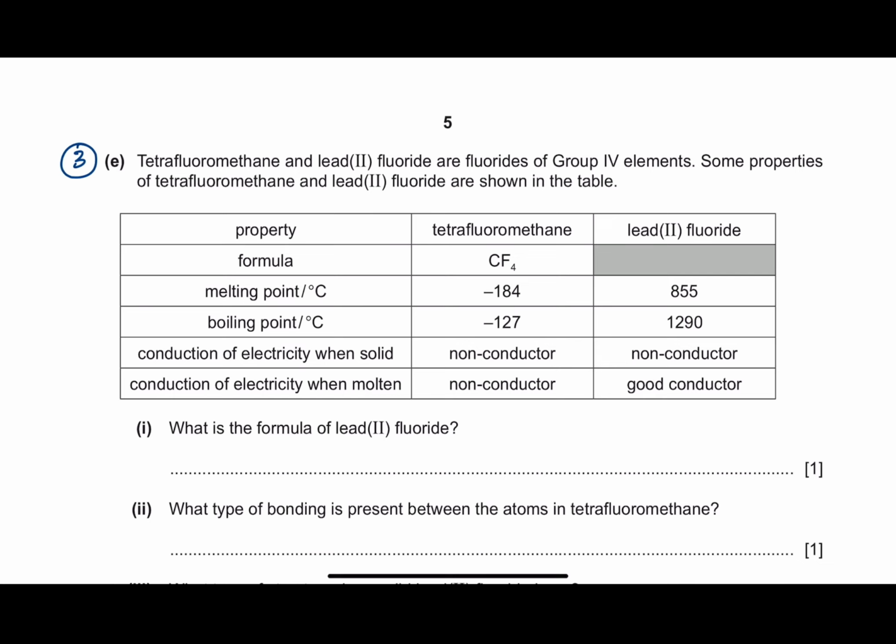Tetrafluoromethane and lead fluoride are fluorides of group 5 elements. Some properties of tetrafluoromethane and lead fluoride are shown in the table. So in this table, you could see their formula, melting and boiling point, and the conductivity of electricity when they are in solid and molten state.